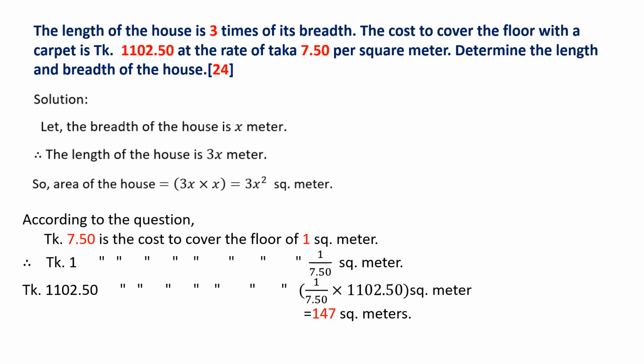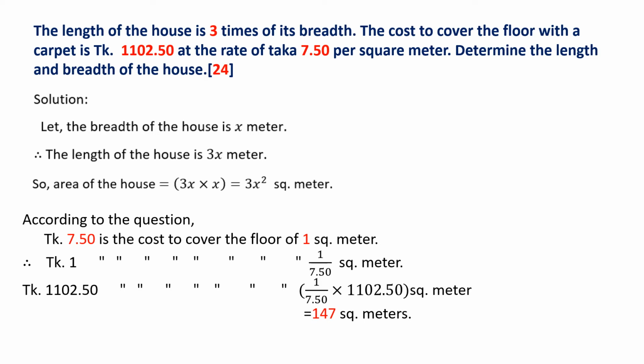So according to the question, taka 7.50 is the cost to cover the floor with 1 square meter, and taka 1 is the cost to cover the floor of 1 divided by 7.50 square meter, and taka 1102.50 is the cost to cover the floor of 1 divided by 7.50 times 1102.50 square meter, or it is 147 square meter.